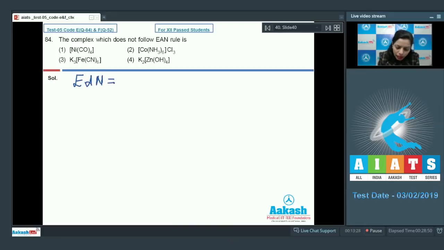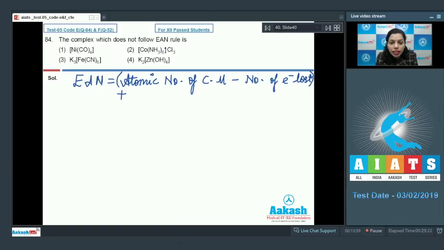The EAN value can be calculated by using a simple formula. What's that? That is the atomic number of the central metal minus the number of electrons lost, or simply you can say the oxidation state of the metal in that particular complex. So the number of electrons lost we can write here, and then just add the next thing. What's that? That is the number of electrons gained. From where is this complex gaining electrons?